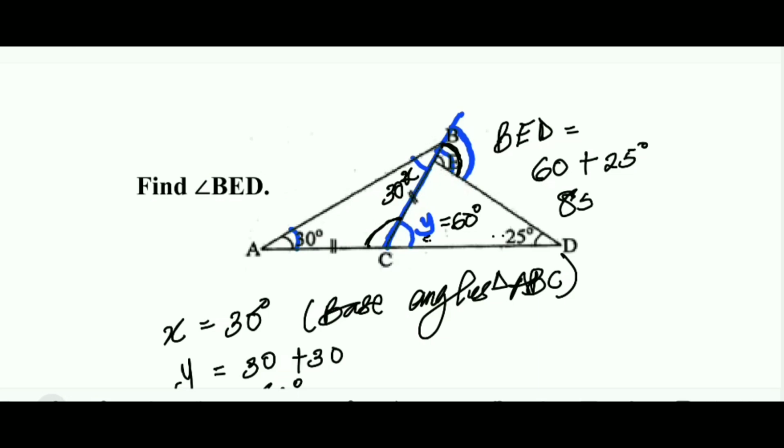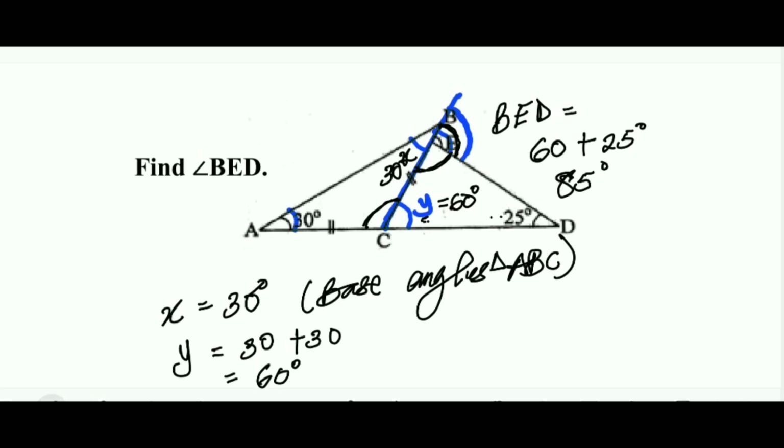BED is 85 degrees. But of course, someone else may decide to find this angle using sum of angles in a triangle. You find this, and then you find angle BED using angles on a straight line. You know, sum of angles in a triangle is 180 degrees, and sum of angles on a straight line is also 180 degrees. You still get the same answer, but the exterior angle makes your work easier and faster. So angle BED is 85 degrees.